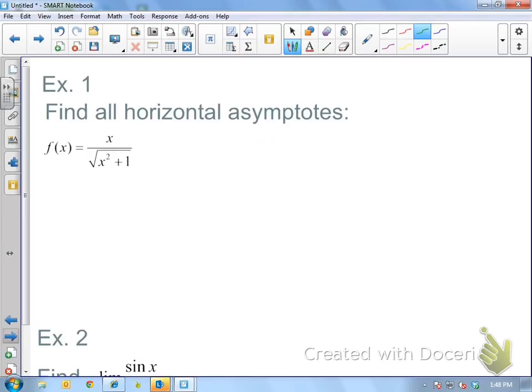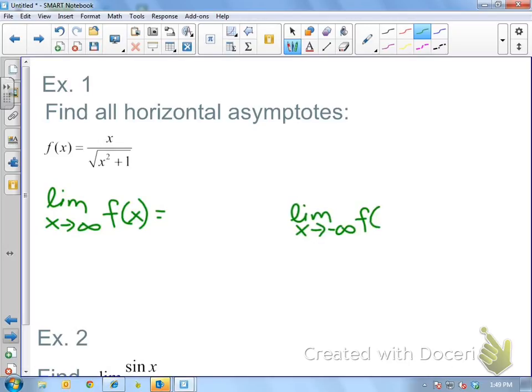So let's find all horizontal asymptotes of f of x equals x over square root of x squared plus 1. So if I'm going to find horizontal asymptotes, I've got to check these limits. I'm going to check the limit as x approaches positive infinity of f of x. Now I've got to check the limit as x approaches negative infinity of f of x.